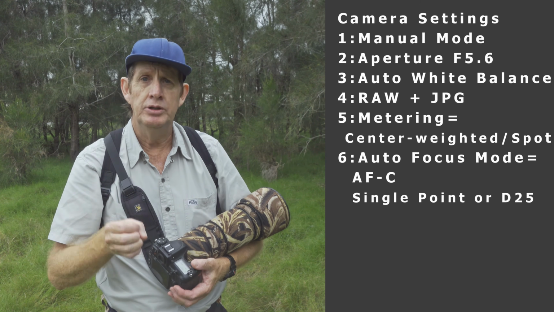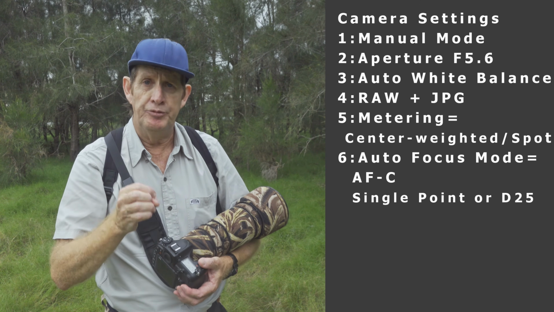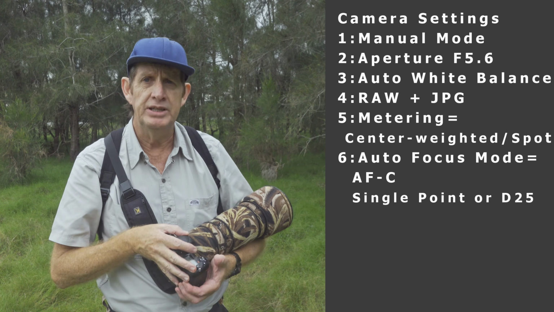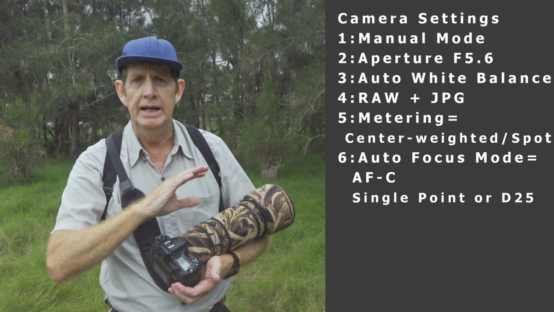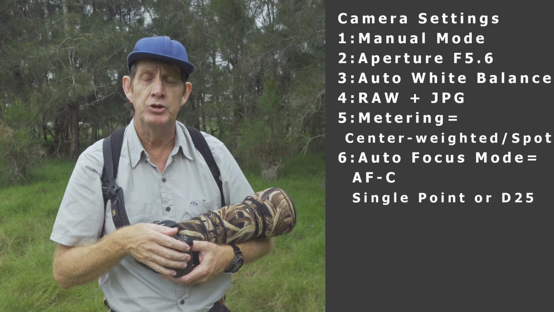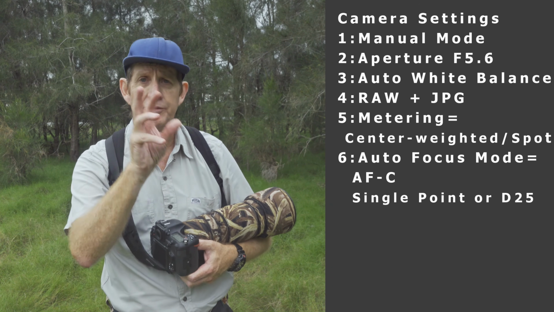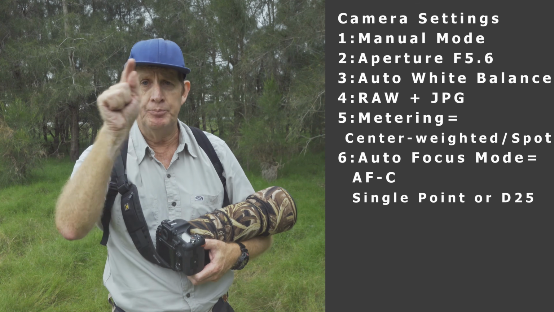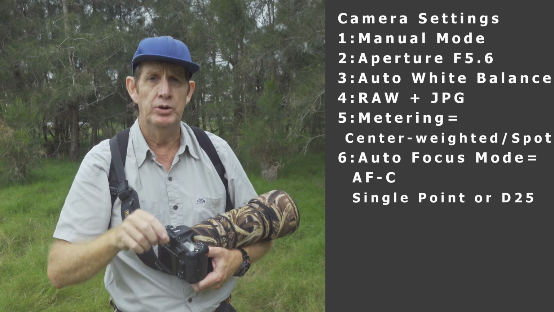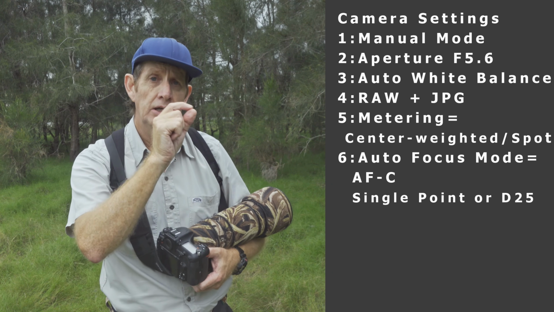I normally shoot in just single point. I prefer single point to any other mode. I don't like group focus. On my Nikon D500, group focus is just all over the place, so I rarely use group. What I will use though sometimes is D25, so 25 points, center. If the bird moves a bit around from the center, it will still find one of those focus points. But most of the time, it's in center point.